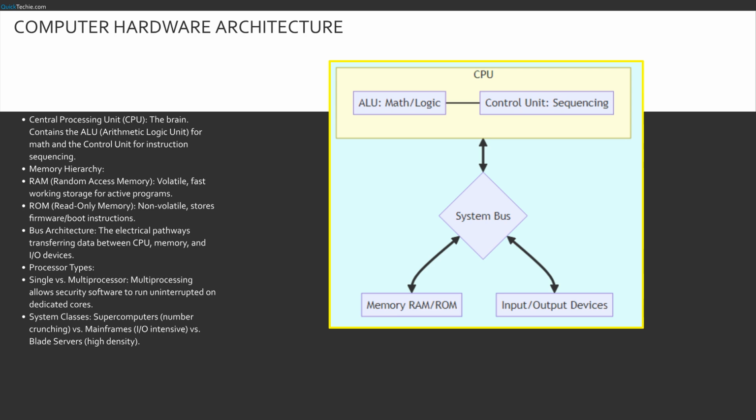This diagram illustrates the classic von Neumann architecture. Inside the CPU box at the top, the control unit directs traffic while the ALU performs the math. They connect via the system bus, that central highway to memory and input/output devices. Data flows back and forth. If the bus is saturated, the fastest CPU in the world cannot process data efficiently.